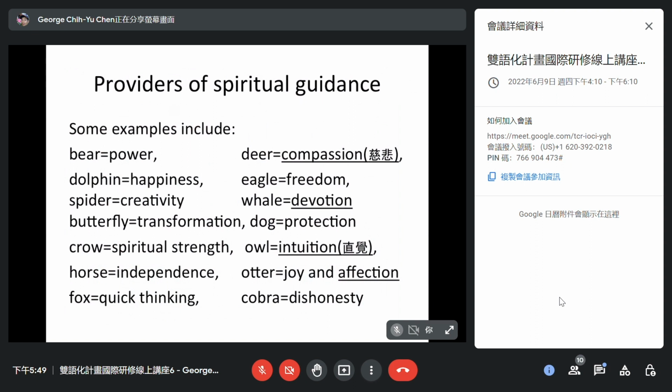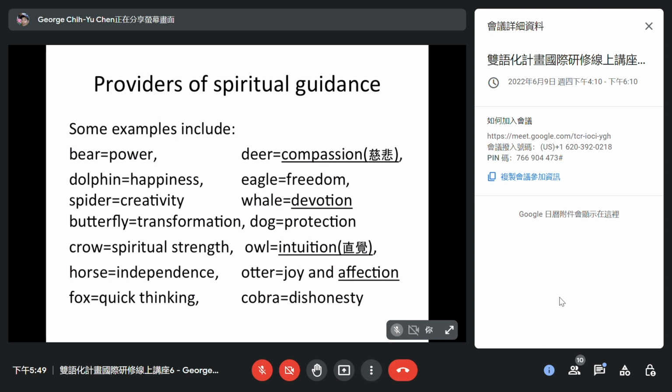Eagle, freedom. Whale, devotion, 它的奉献. And the dog, protection. Owl, intuition. I give you a Chinese translation, 直觉, intuition. And the otter means 水濑. That means joy and affection. Affection means love, 爱意. And then finally, we have cobra. Cobra means 眼镜蛇. They represent dishonesty.